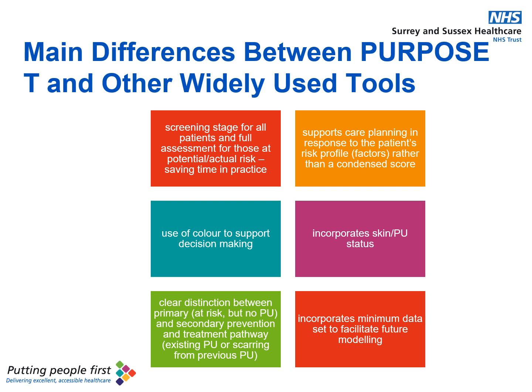So the main difference between Purpose T and other widely used tools, will probably be most used to Braden, is that it's got a screening stage for all patients, a full assessment for those who are potential or at risk, saving time in practice. It supports the care planning in response to the patient's risk factors rather than a condensed score. It uses colours to support our decision making. It incorporates not only pressure damage but also the skin status as well, so we're looking at the patient's skin as a whole. It's got a clear distinction between primary and secondary prevention and treatment pathways, i.e. for existing pressure ulcers or scarring from previous pressure ulcers, and it incorporates a minimum data set to facilitate future modelling.